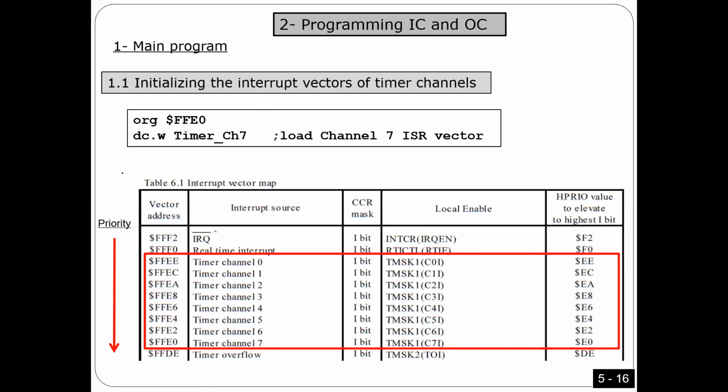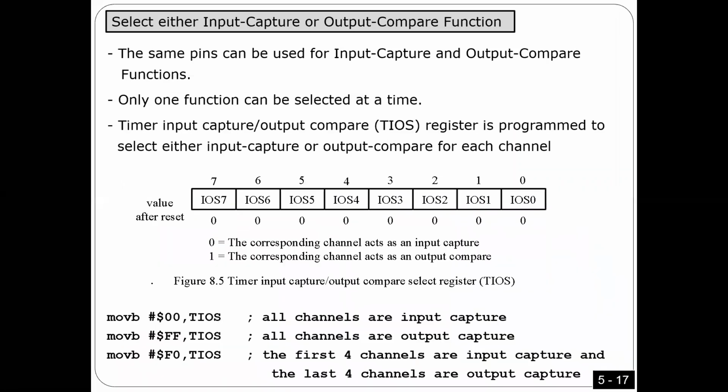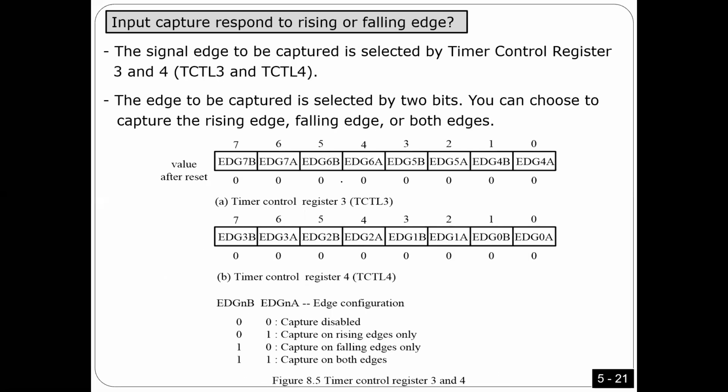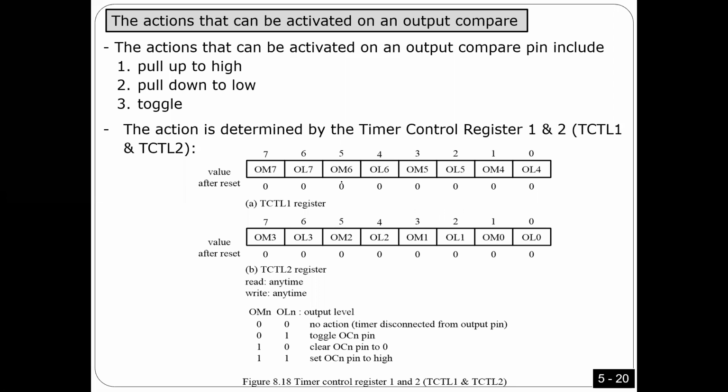Let me make a summary here. Also, how can you program input capture and output compare? It's almost the same thing, but you have to select the numbers from here. Also here, you just manipulate some registers, right? To select here, you can choose whether it is input capture or output compare, because every channel can be input capture or output compare. This is the enable bit, the interrupt flag bit, and this is here.